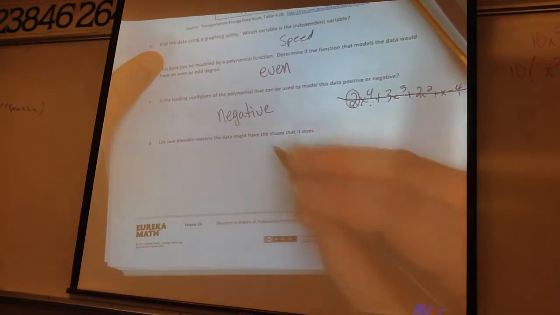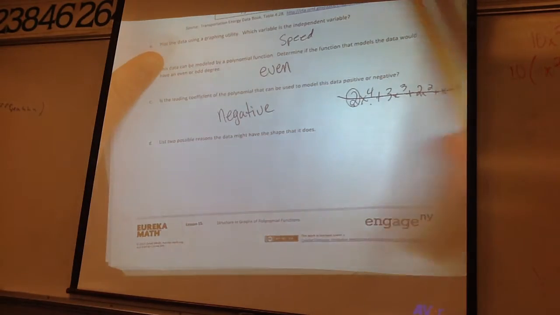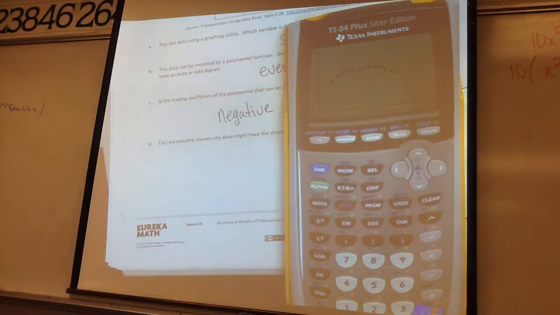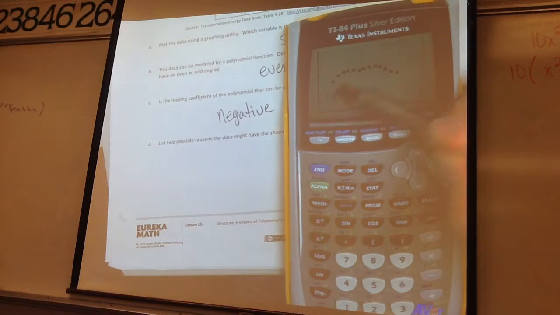List 2 possible reasons the data might have the shape that it does. Because it's even and it's negative. Okay, but just thinking about it in terms of what it represents. We're gonna go a little non-mathematical here and just think real world style. Why would it go up and then back down?